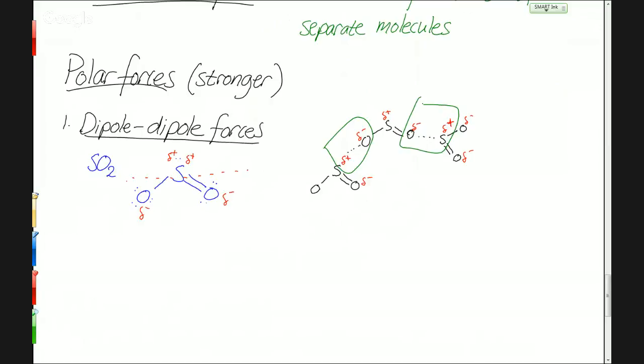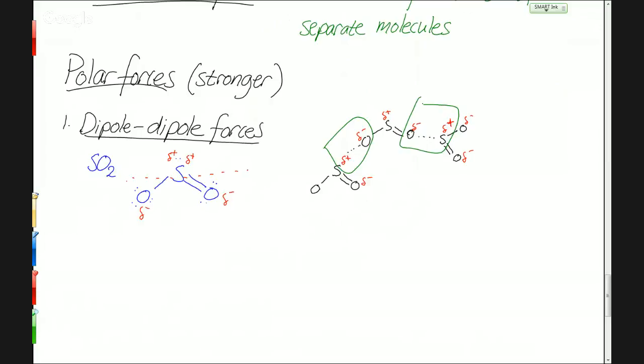So in a liquid or a solid state, this molecule will line up in such a way. In a gas, there are no intermolecular forces, or at least they're not very strong. So we don't usually talk about them. But in condensed states, liquids and solids, that's when these things come together in this way.